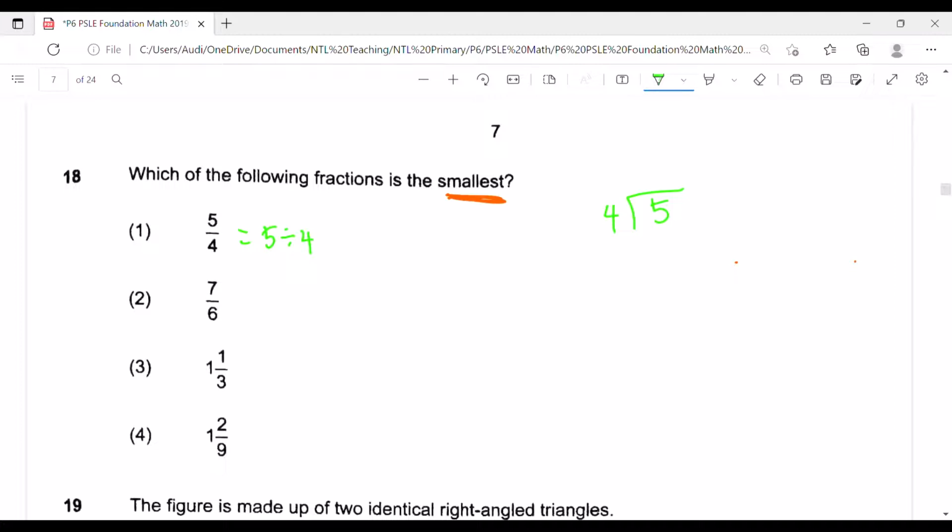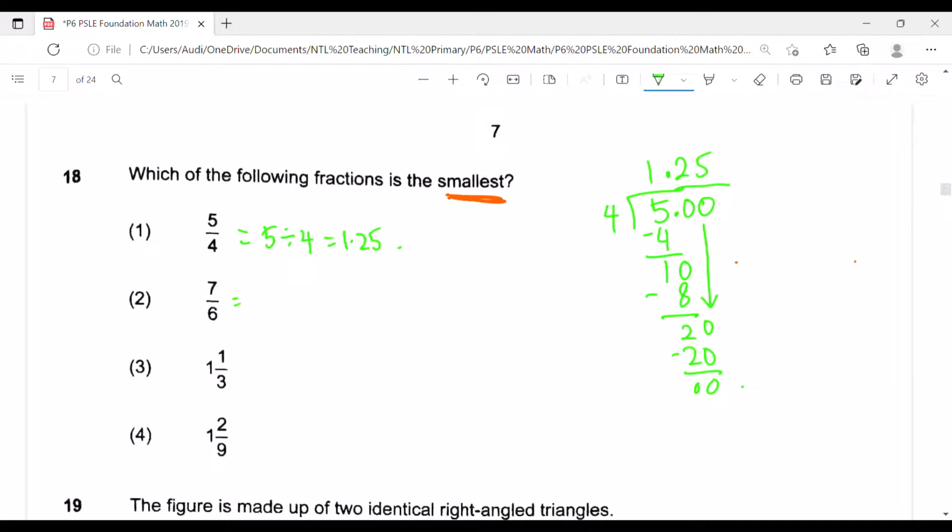Okay, so we divide this. So 1, then we get 1. Put a decimal point here. Bring down the 0. This is 2. Decimal point, put a 0. After you put a decimal point, you can continue adding zeros. Okay, now the 0 comes down. This would be 5, 20, and this is our answer, 1.25.